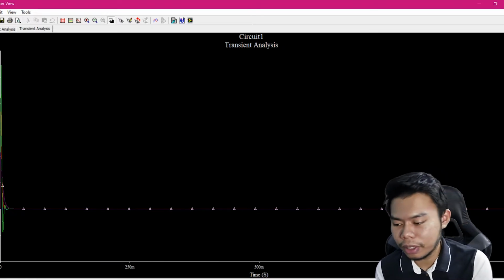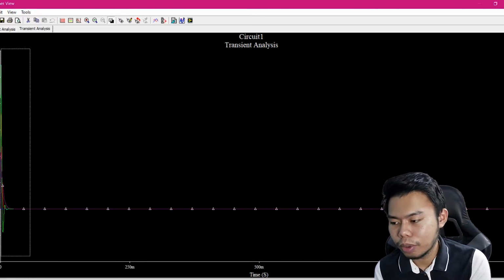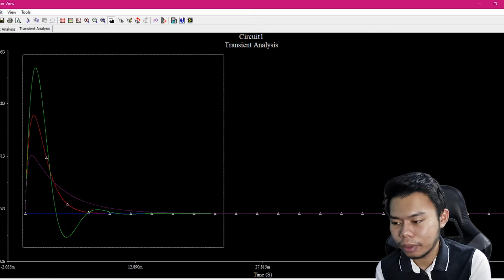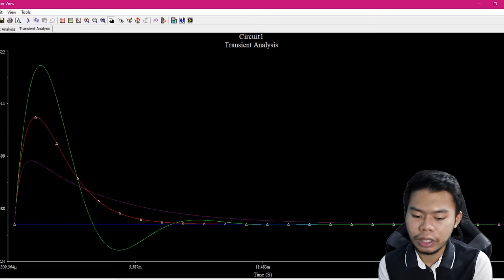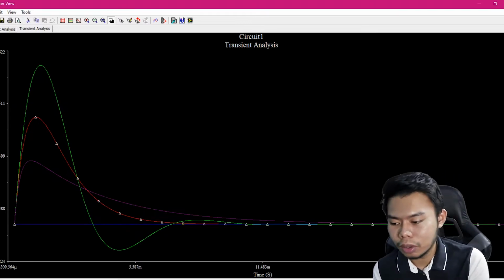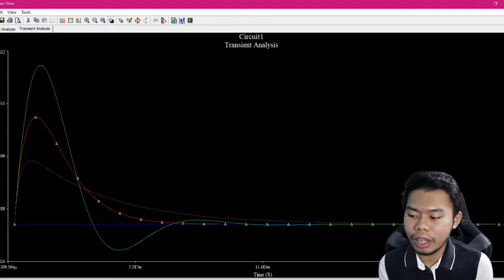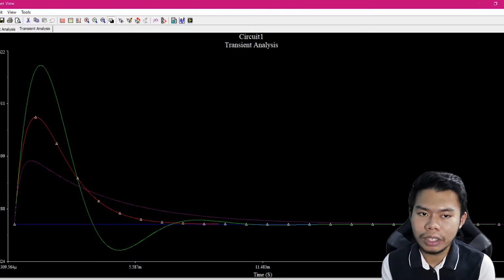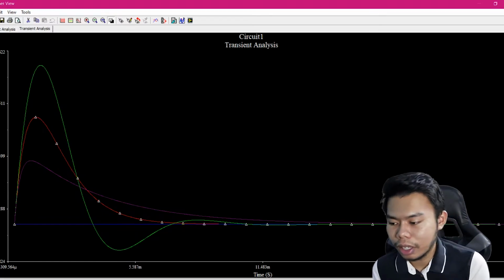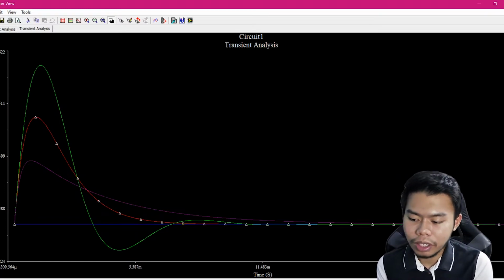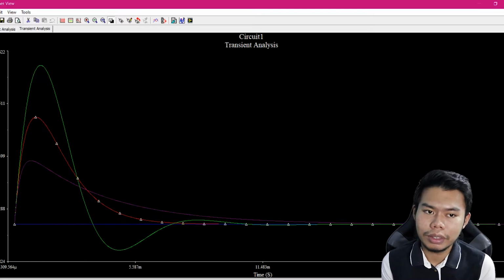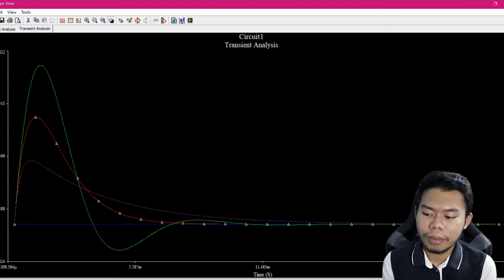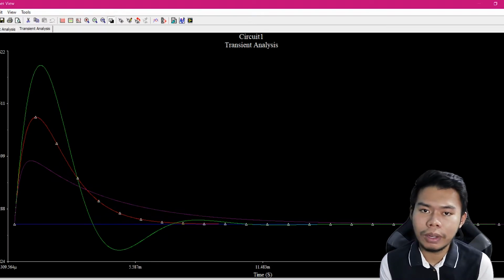Okay, the graph has already stopped. So we zoom in to the first graph to analyze it. This is our graph in the experiment, where we can see a green graph, red graph and purple graph. The blue graph is the current, which is the same for all circuits. The green graph is the under-damped graph, red is the critically damped graph, and the last one, purple, is the over-damped graph.